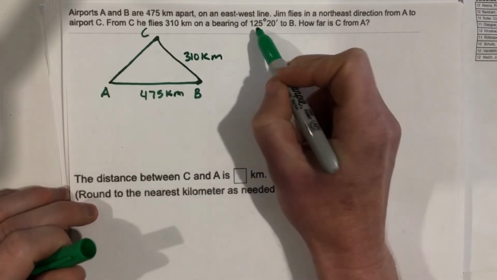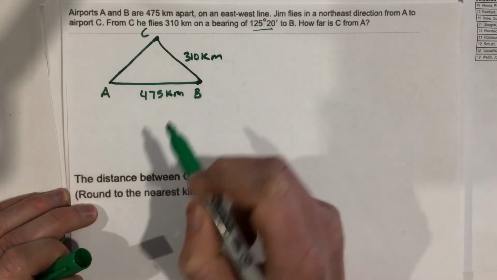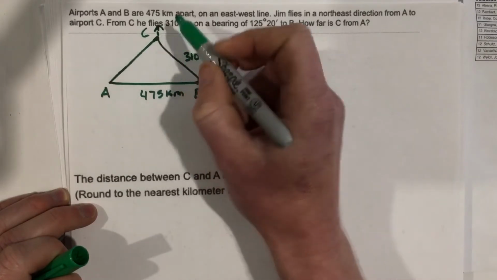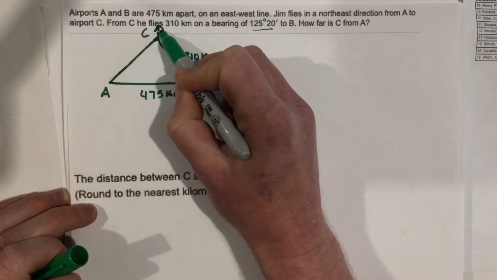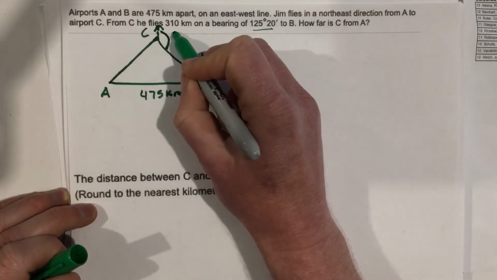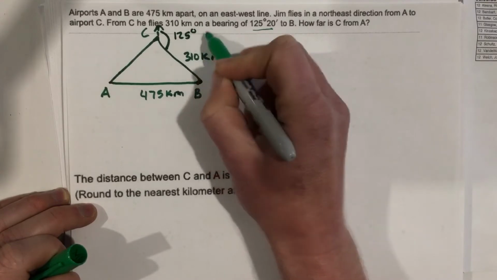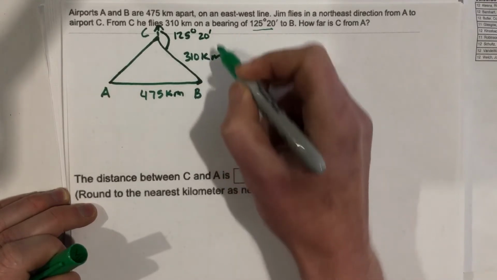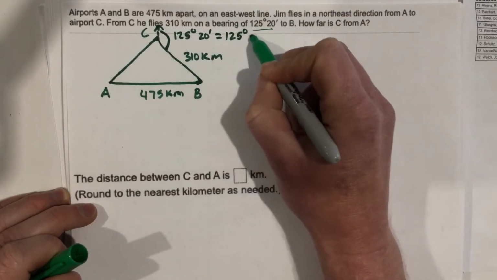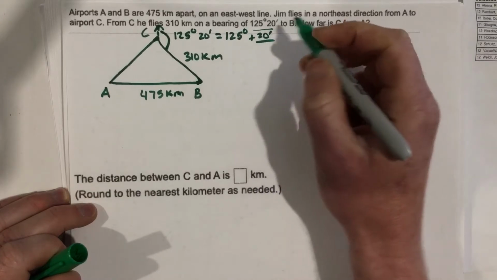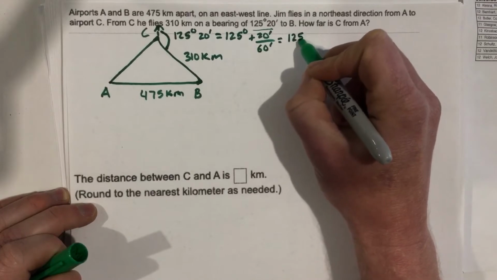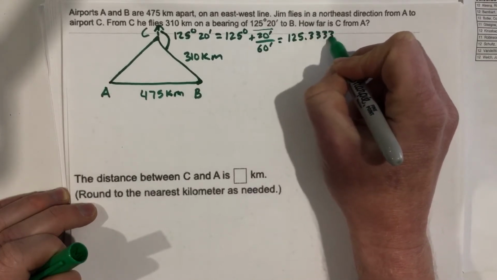Now, the hard part about the problem is the bearing part. So remember, a bearing goes from due north. So the angle they're telling us is this angle from due north. And that's 125 degrees, 20 minutes. Which we can figure out by saying 125 degrees plus 20 minutes over 60 minutes, which is 125.3333 repeating.